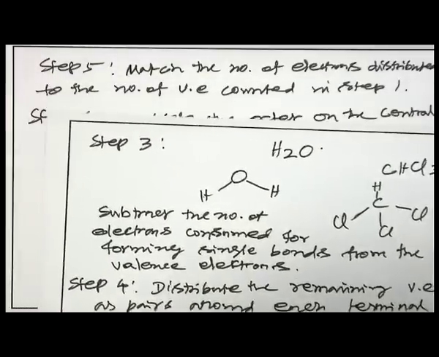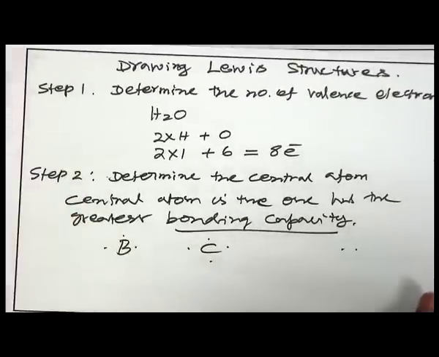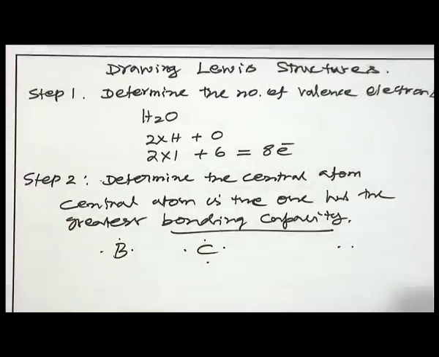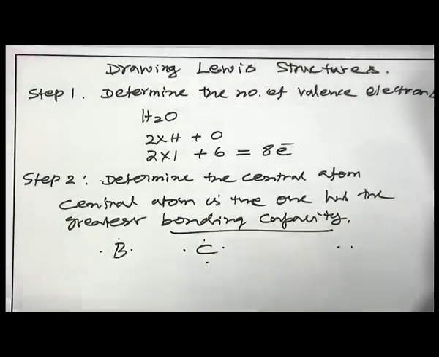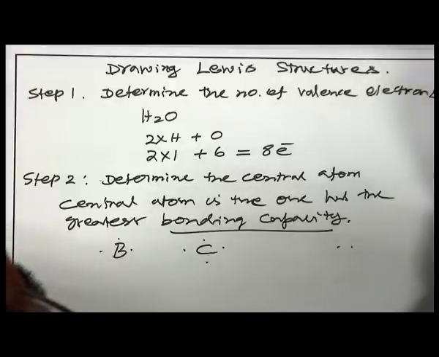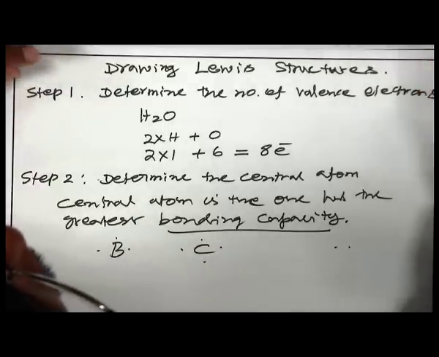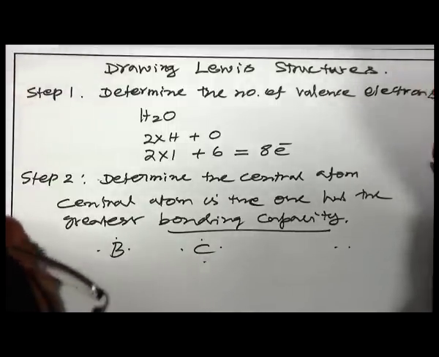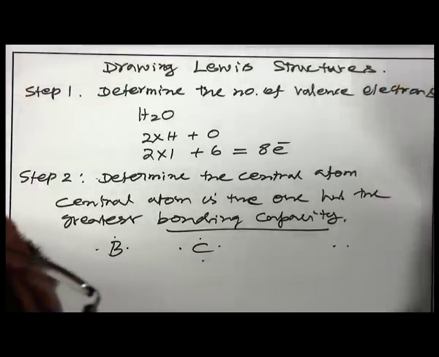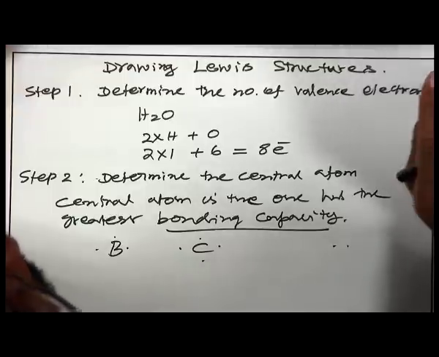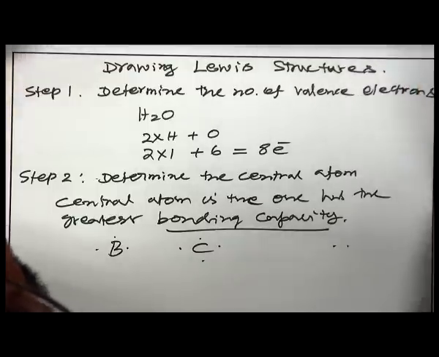So, let me show you one more time how to draw a Lewis dot structure. First step is to find out the number of valence electrons. For a given molecule, you know what the atoms present are. From the group number, you can find out the number of valence electrons. Add them together, then you will have the total number of valence electrons.